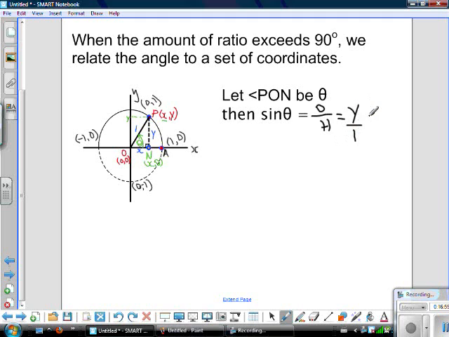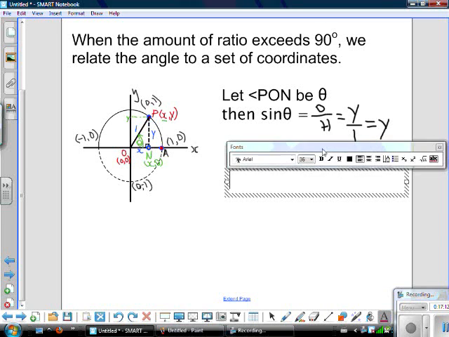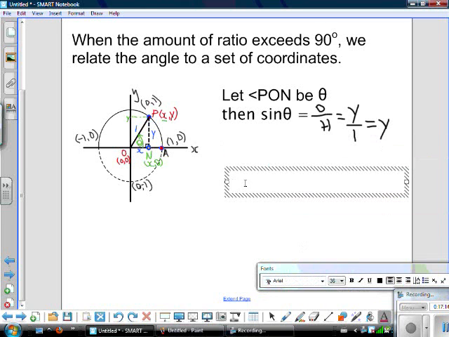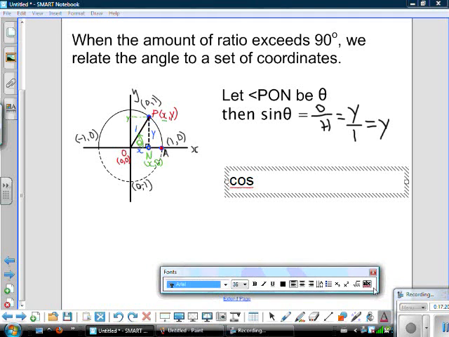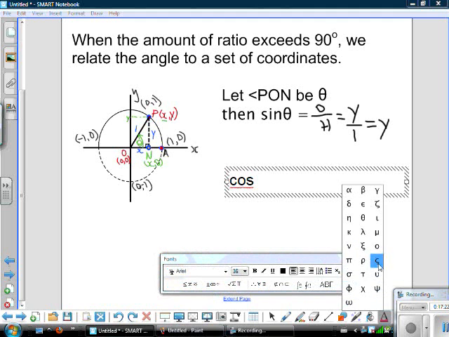Now, you would never leave y over 1. That would reduce to y. Now, whether you realize it or not, that's pretty important, and we'll talk about it in a second. Let's do the same thing for cos. Now, although I'm doing it for sine and cos, tan also is related to this as well. But we usually just talk about sine and cos at the moment.